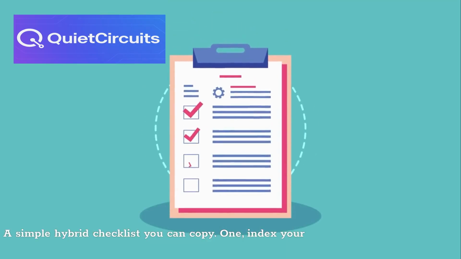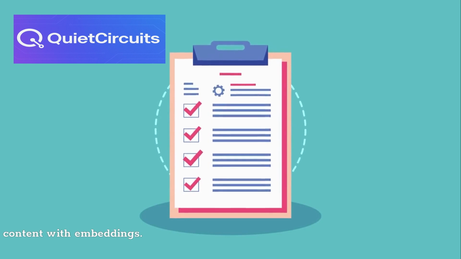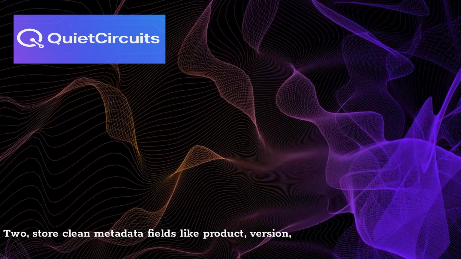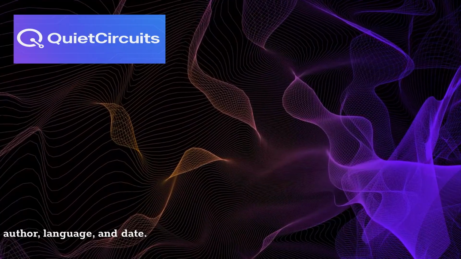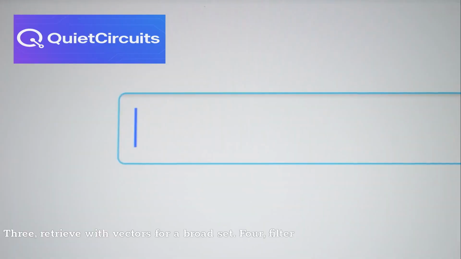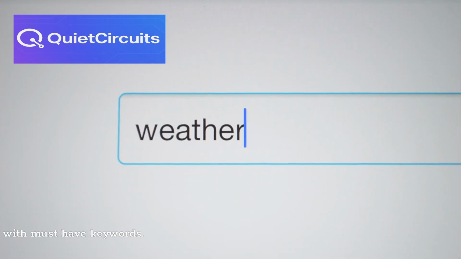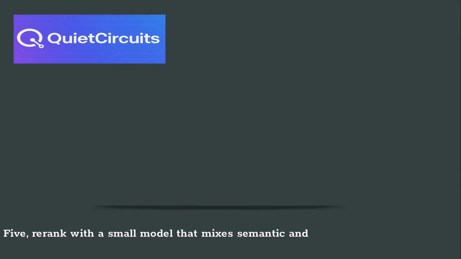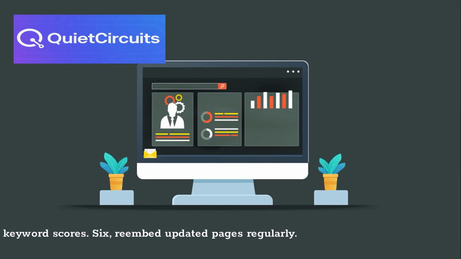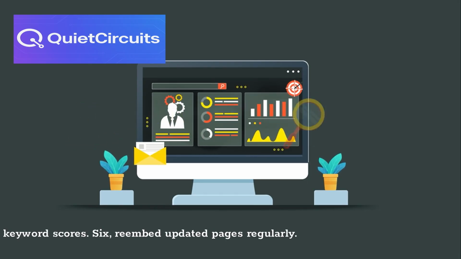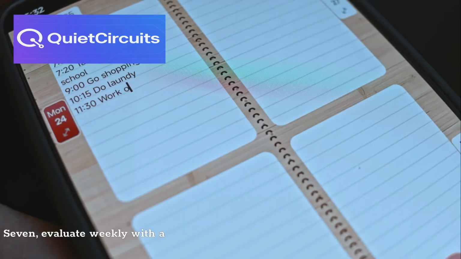A simple hybrid checklist you can copy. 1. Index your content with embeddings. 2. Store clean metadata fields like product, version, author, language, and date. 3. Retrieve with vectors for a broad set. 4. Filter with must-have keywords. 5. Re-rank with a small model that mixes semantic and keyword scores. 6. Re-embed updated pages regularly. 7. Evaluate weekly with a fixed test set.